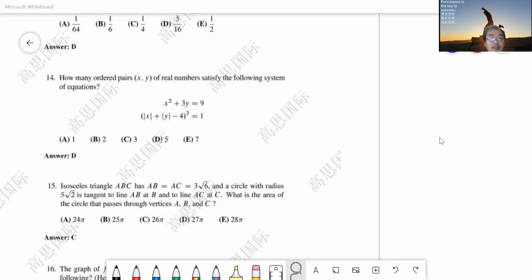Question number 14. How many ordered pairs (x, y) of real numbers satisfy the following system of equations? x squared plus 3y equals 9, and (absolute value of x plus absolute value of y minus 4) squared equals 1. Okay, so this one is, I think, a very common topic in AMC. Right. So this one asks you how many ordered pairs of real numbers. So this asks you for the number of solutions, right? It does not ask you to solve it.